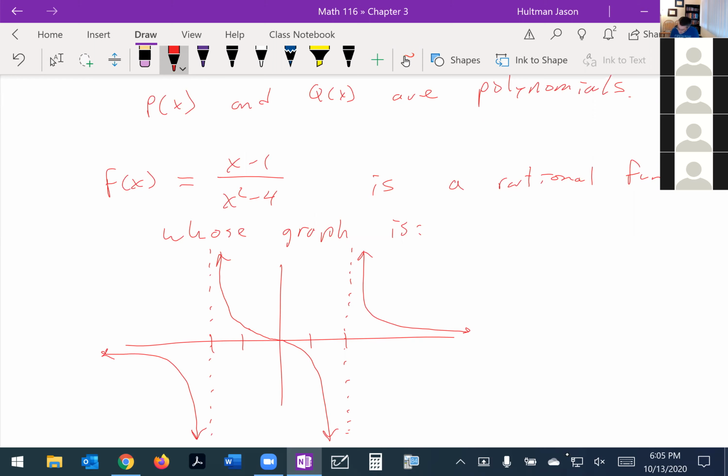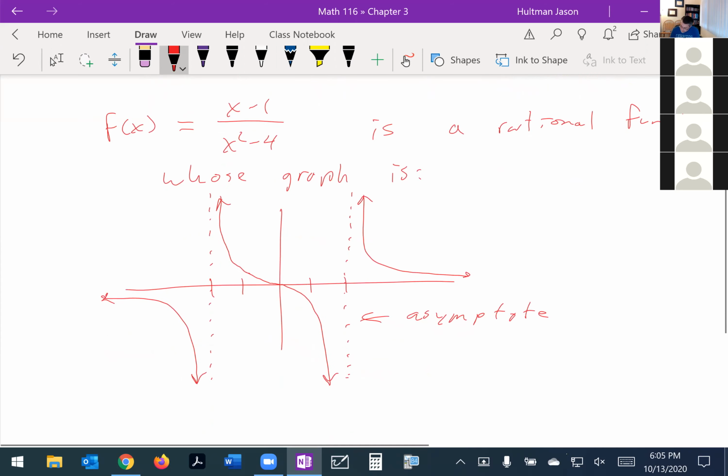Okay, these little dotted lines are called asymptotes. That's an asymptote. It's called a vertical asymptote, because it's a vertical line and it's a boundary, a barrier that the graph cannot cross. So instead of crossing, the graph has to bend as it approaches this barrier.